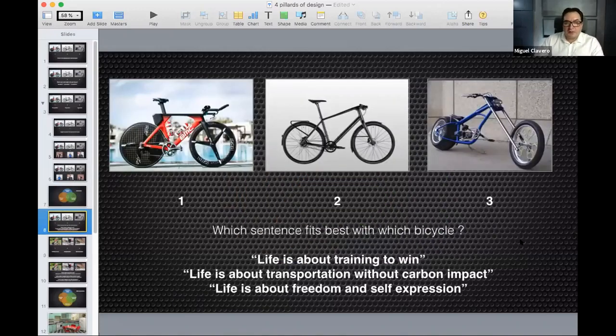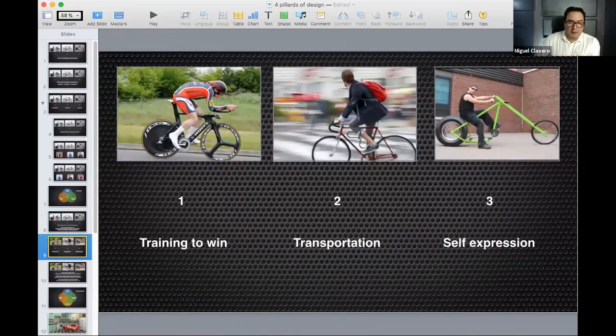Which sentence fits best with which bicycle? Life is about training to win. Life is about transportation without carbon impact. Or life is about freedom and self-expression. Could be something like this. This is how we see the world, the purpose of our actions.